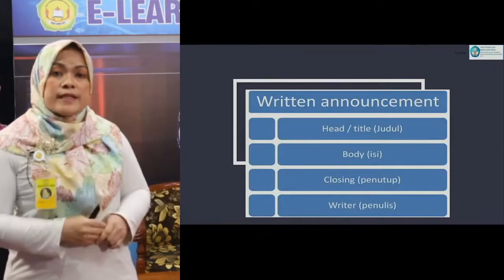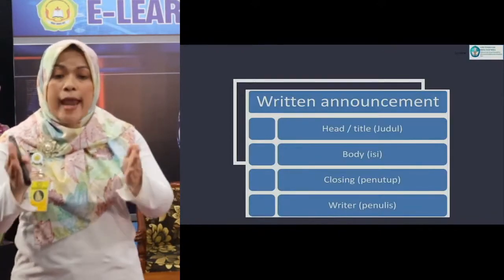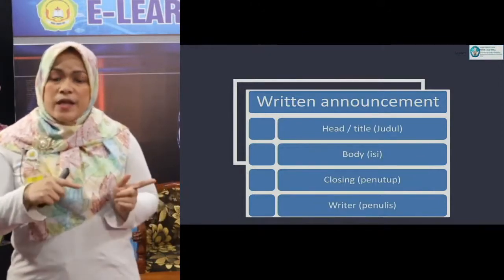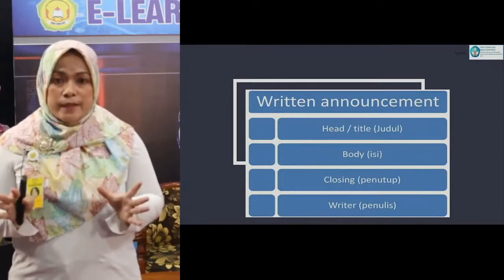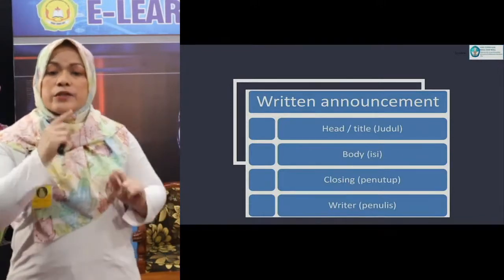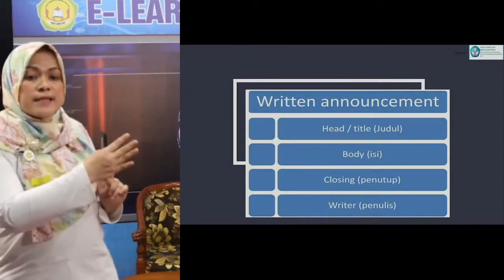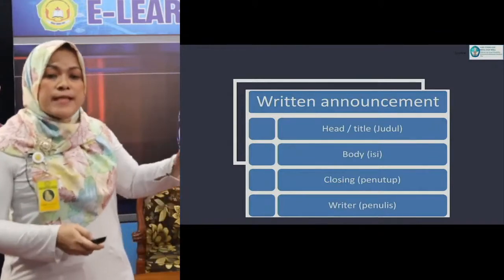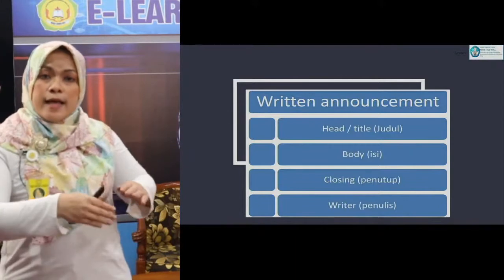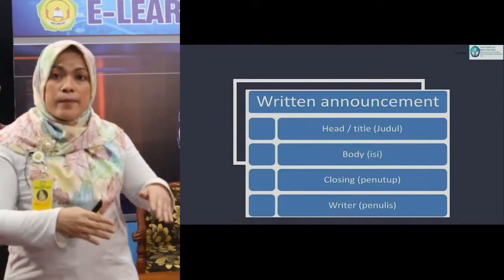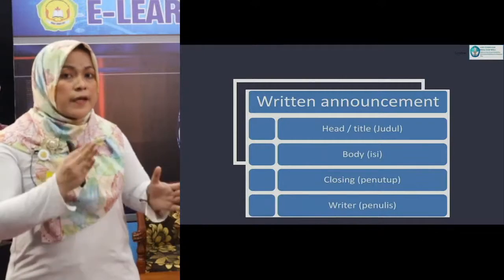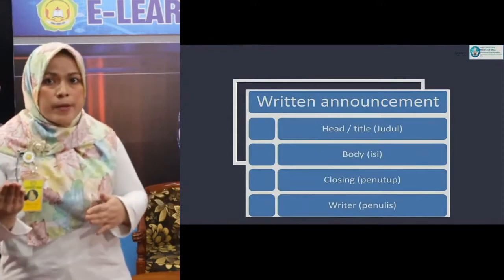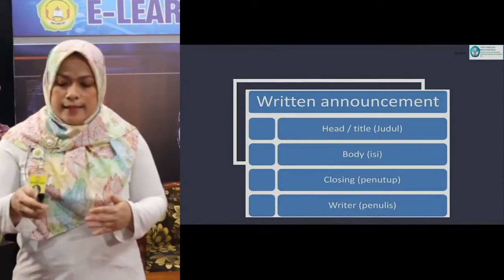See, for the written announcement, we do really have a generic structure. You can see here, if you want to create your own announcement, please pay attention to this one. I put this in Bahasa Indonesia to make it easy for you to comprehend. See, the first is the heading, which is supposed to be the title, followed by the body itself or the content, and then the closing. And don't forget, you need to put the writer, the source, or a number or something to connect with you.